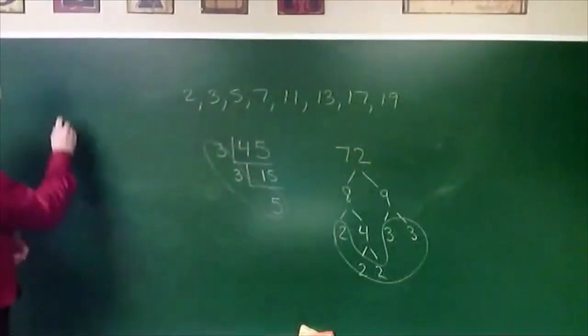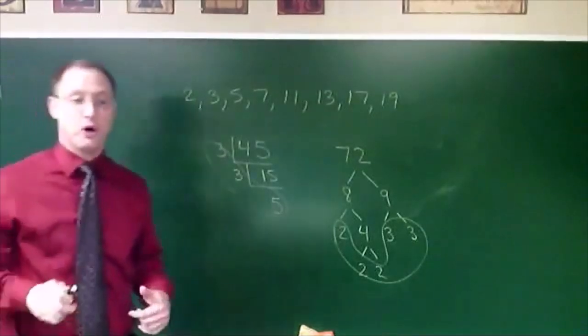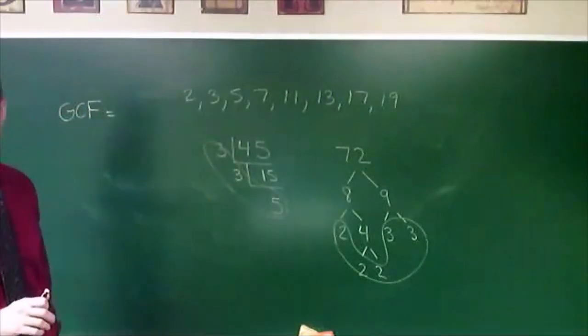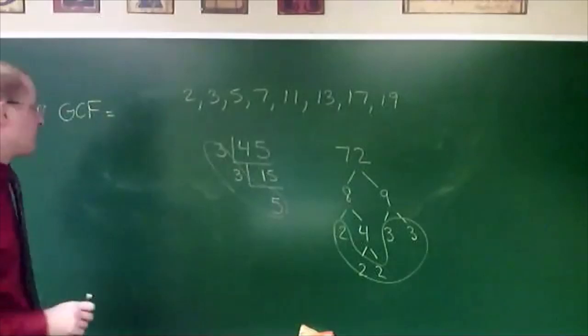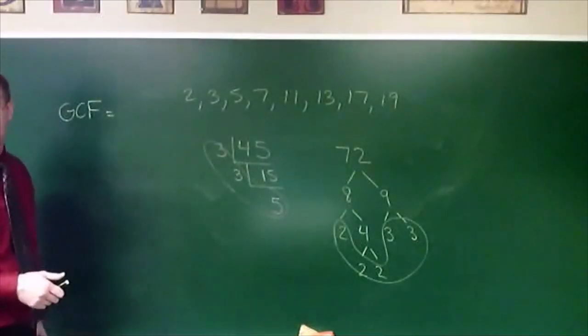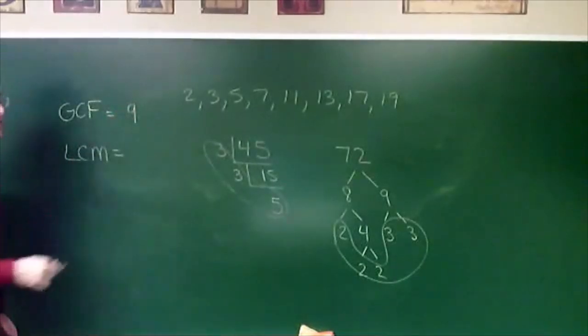Now, if I wanted to know the greatest common factor of the two numbers, I'd have to look for what's actually shared. Which factors are actually shared? 3 and 3. So my greatest common factor is 9. Very good.